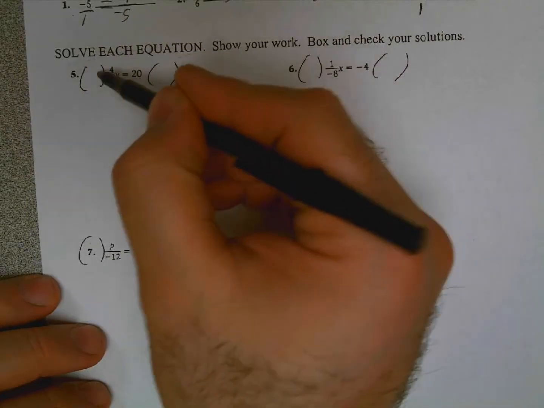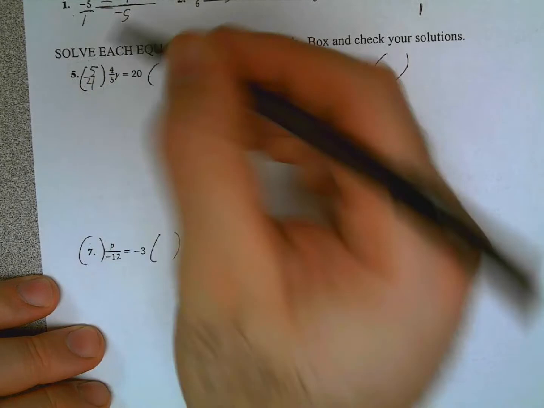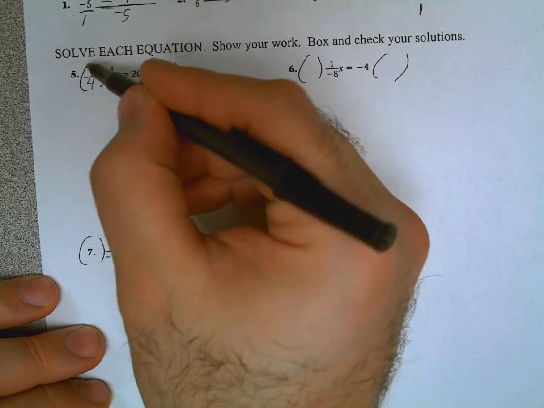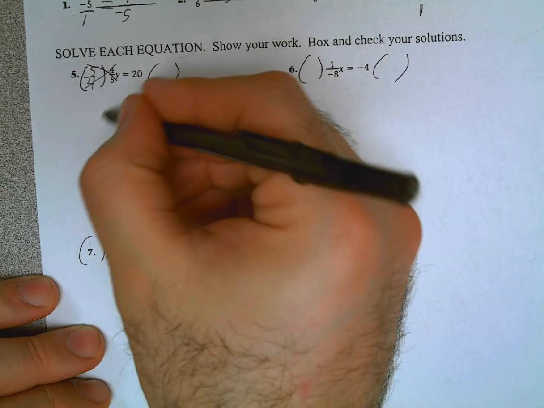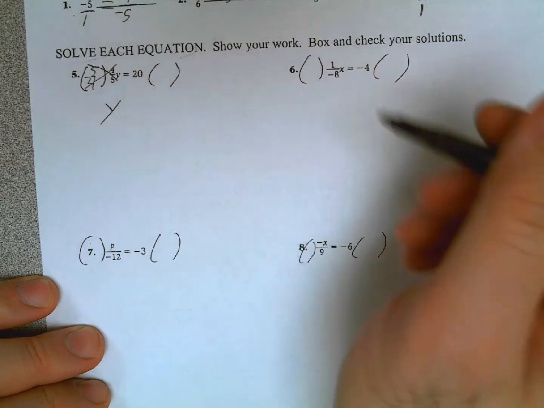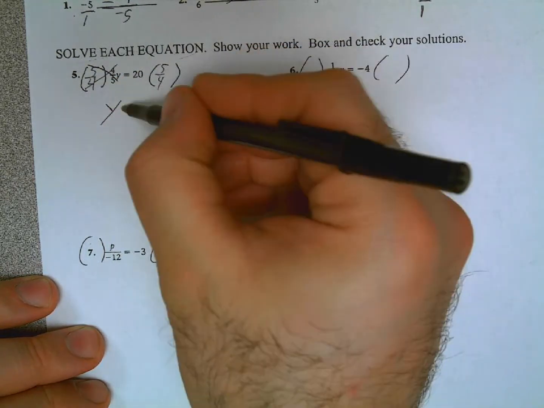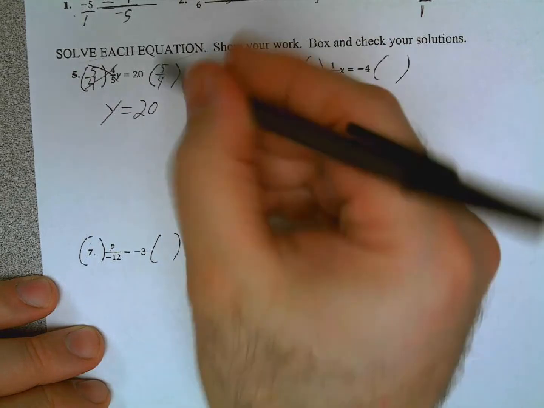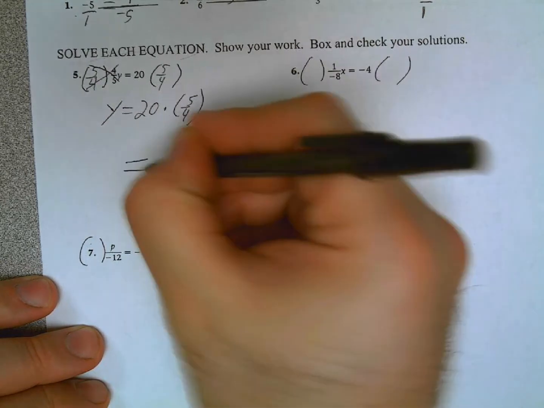So instead of 4 over 5, I'm going to multiply by 5 over 4. That's going to cancel. 5 divided by 5 is 1. 4 divided by 4 is 1. That's going to cancel to 1y. But whatever you do to one side, you got to do to the other. All right? So 20 times 5 over 4. I'll let you do that on the calculator. You tell me what that equals.